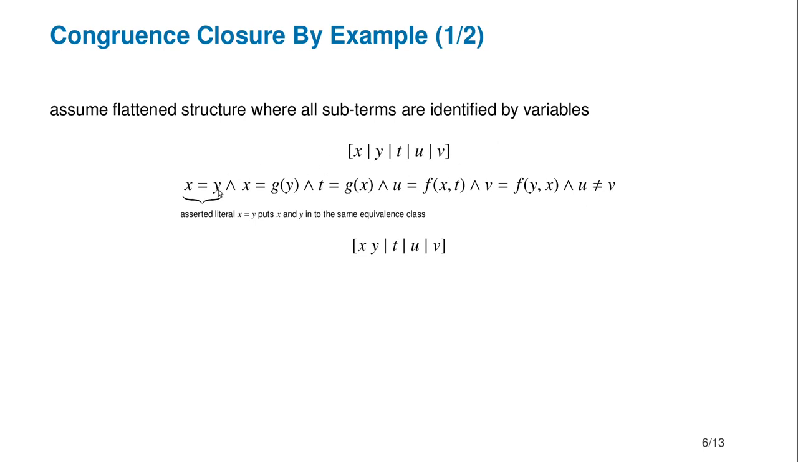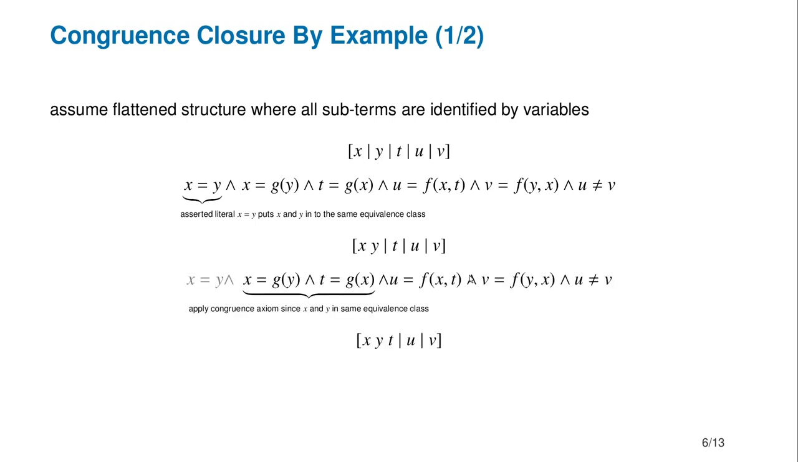Let's do this with the following example. Here we have x is equal to y. So we can immediately put them into the same equivalence class. So we join these classes x and y and have only four classes left.